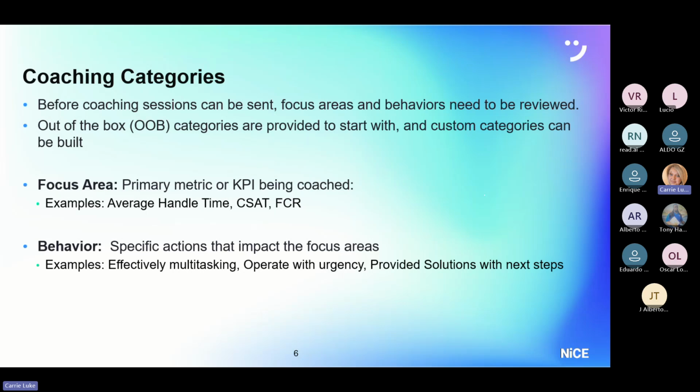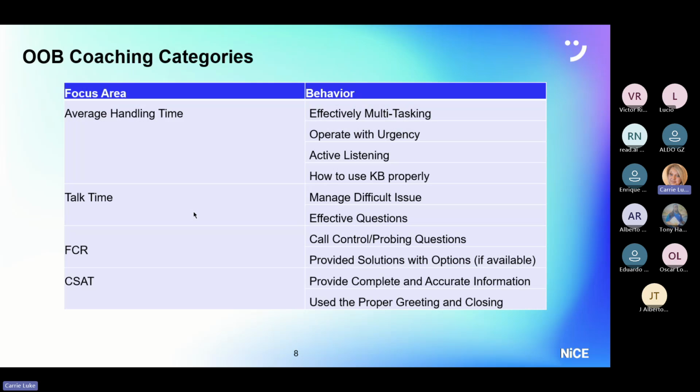Then you're going to select the behavior. The behavior is just what is bringing this average handle time score down. Again, we have some out of the box built in for you, but I'm going to show you how to create your own in just a few minutes. So maybe your agent is having trouble operating with urgency. That is what is bringing their average handle time score down. These are the focus areas and behaviors that come out of the box with your system. So the first one, like average handling time, these are the behaviors you could choose that would bring that score down. Talk time, these are the behaviors you could choose that would bring that down, FCR and CSAT.